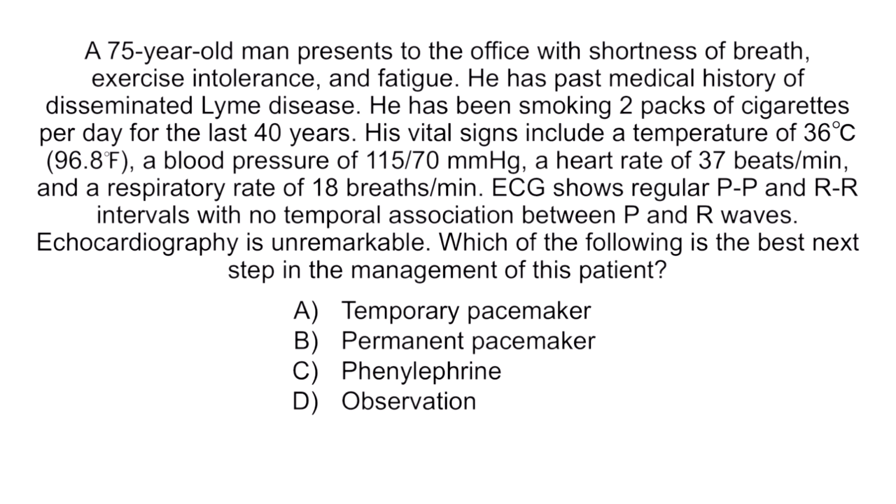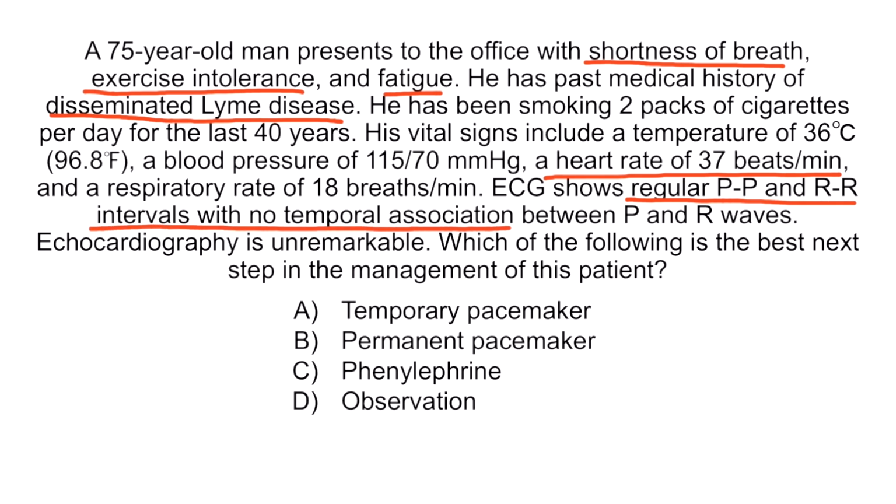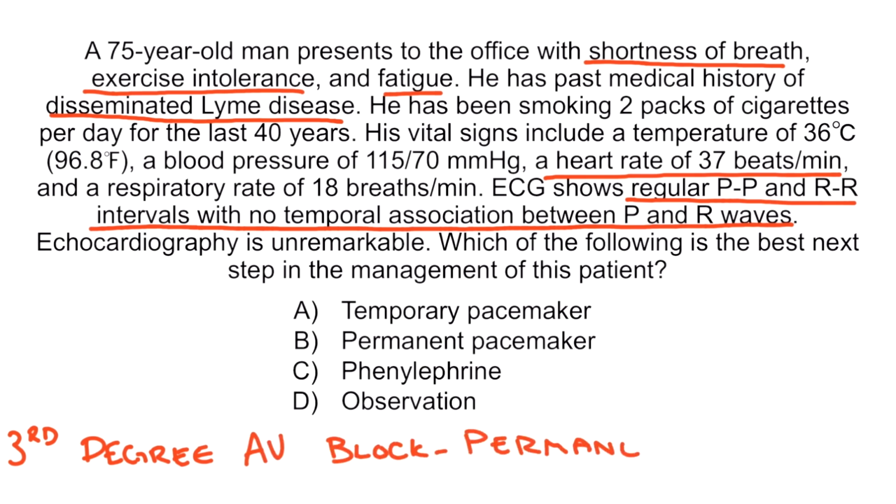A. Temporary pacemaker. B. Permanent pacemaker. C. Phenylephrine. D. Observation. This patient presents with shortness of breath, exercise intolerance, and fatigue. His past medical history of disseminated Lyme disease suggests the possibility of Lyme carditis. Heart rate of 37 beats per minute is consistent with severe bradycardia. ECG shows regular PP and RR intervals with no temporal association between P and R waves. These findings on ECG are consistent with the diagnosis of third-degree AV block. The next best step in management of the patient with third-degree AV block is implantation of a permanent pacemaker. So the correct answer is option B.